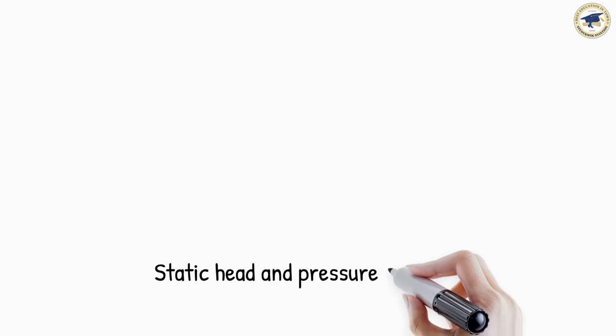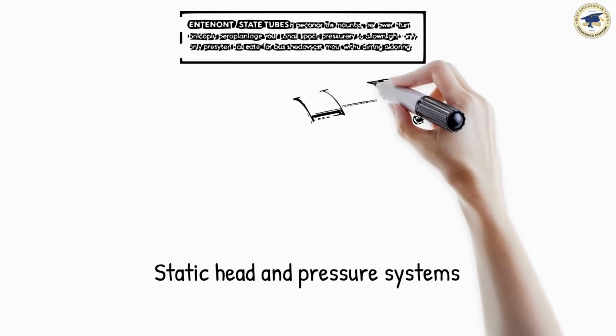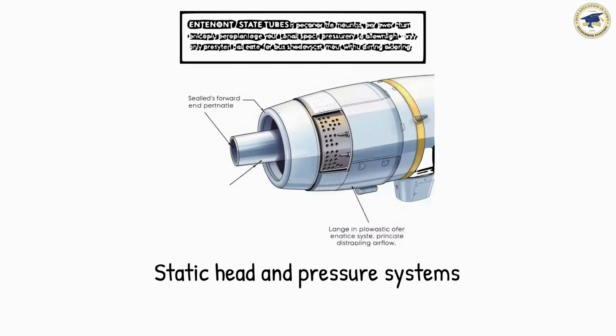Static head: a perforated tube with its forward end sealed. The perforations along its length allow only static pressure to enter the system. It, too, is aligned with the longitudinal axis to minimize airflow disturbances.